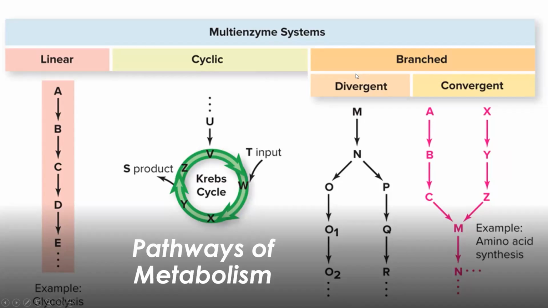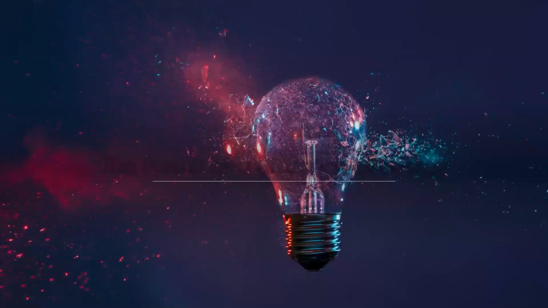And you have divergent and convergent ones, where you can maybe start with one molecule and then it branches into similar yet slightly different ones, or you go from branched down to one. This is an example of amino acid synthesis. But again, it's often much more complicated and a kind of blend of all of these, where they feed into each other.